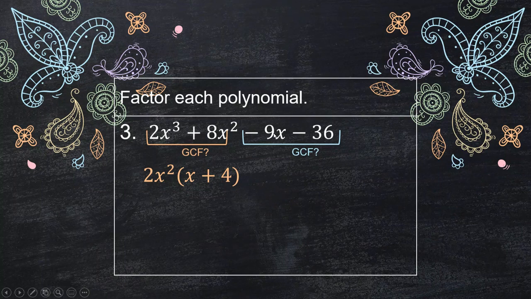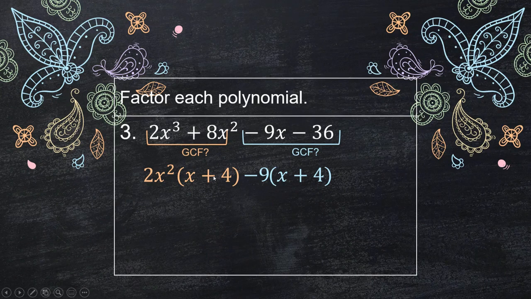Now we got -9, -36. Those are both divisible by 9. So I'm going to factor out -9. Dividing both of those terms by -9 would give us plus x plus 4.